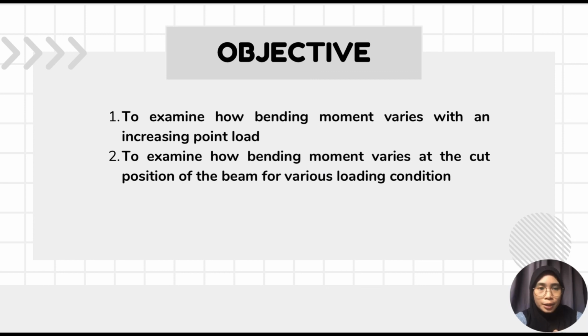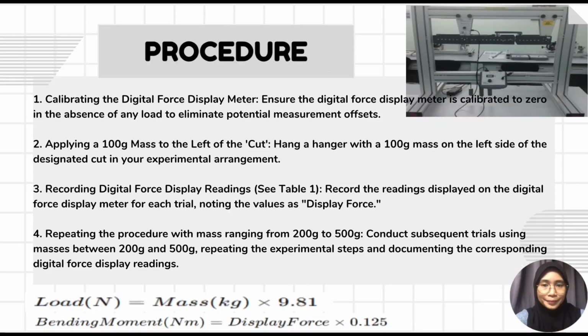how bending moment varies at the cut position of the beam for various loading conditions. For the experimental procedure, first we calibrate the digital force display meter to 0, and second we hang a 100-gram mass to the left of the cut, and then we record the digital force display as the readings in Table 1. Then we repeat with masses ranging from 200 to 500 grams while noting the readings.